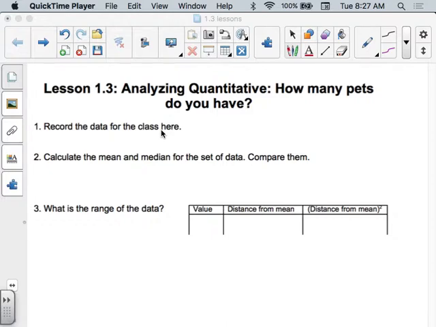Okay, so we need some class data here. And I don't want to get too many points because we're going to do stuff by hand. So let's get like 7 or 8 people here. Like, how many pets do you have?